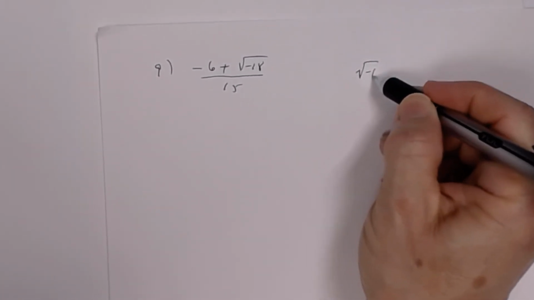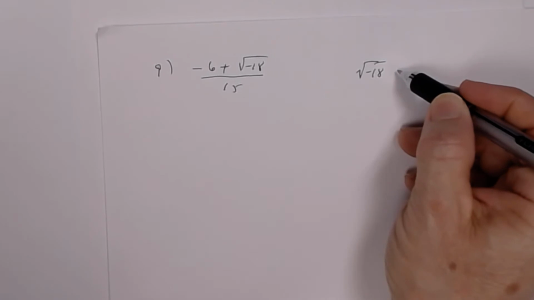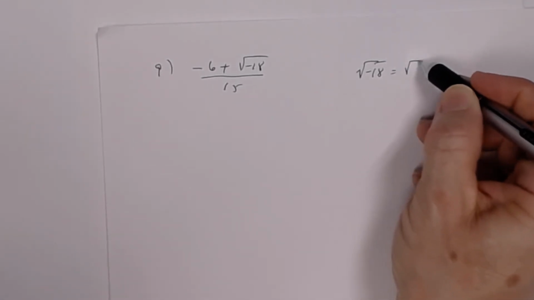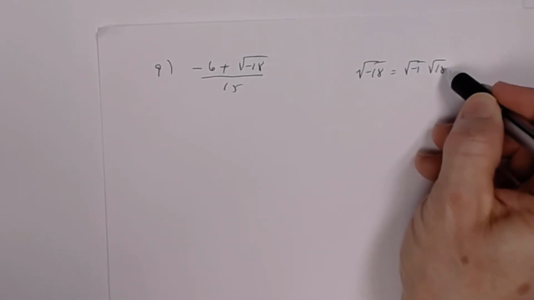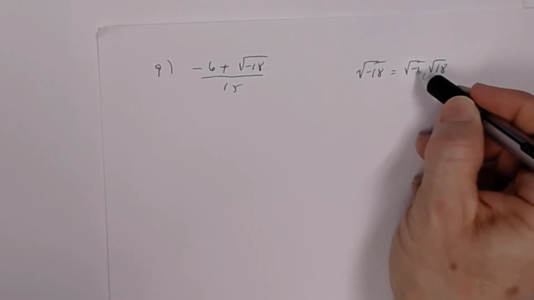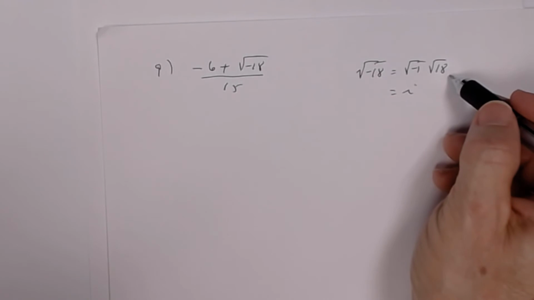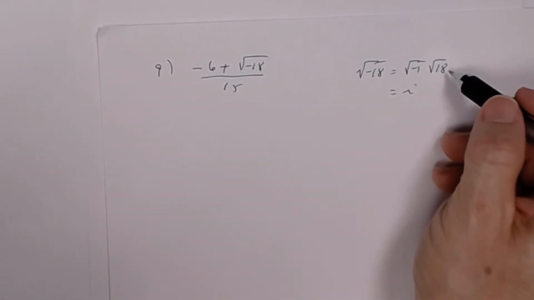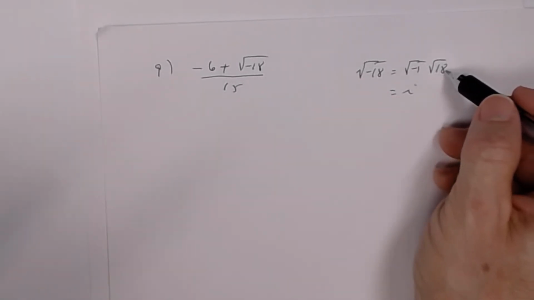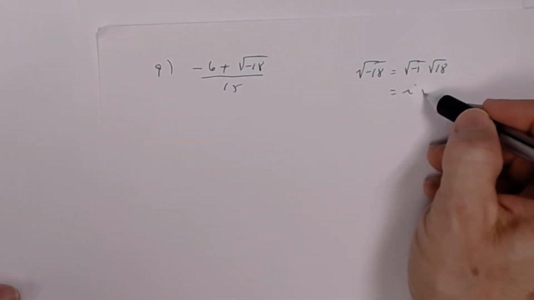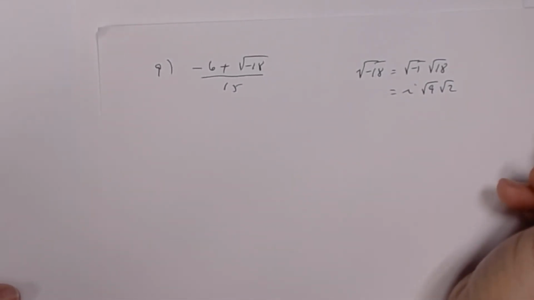All right, so I have the square root of a negative 18, okay? And I know that I can write this as the square root of a negative 1 times the square root of 18. And then I know that the square root of a negative 1 is defined to be i. Now 18, though, is not a perfect square. There is no whole number times itself that is 18. But I can still simplify the square root of 18 because the largest perfect square that goes into 18 is 9. So I get the square root of 9 times the square root of 2, right?